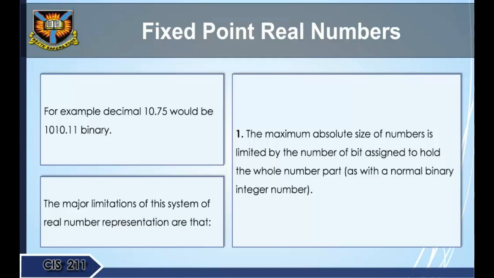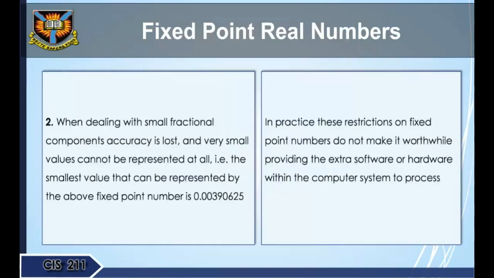The major limitations of this system of real number representation are that: 1. The maximum absolute size of numbers is limited by the number of bits assigned to the whole number part, as with a normal binary integer number. 2. When dealing with small fractional components, accuracy is lost, and very small values cannot be represented at all. That is, the smallest value that can be represented by the above fixed point number is 0.0039065. In practice, these restrictions on fixed point numbers do not make it worthwhile providing the extra software or hardware within the computer system to process.